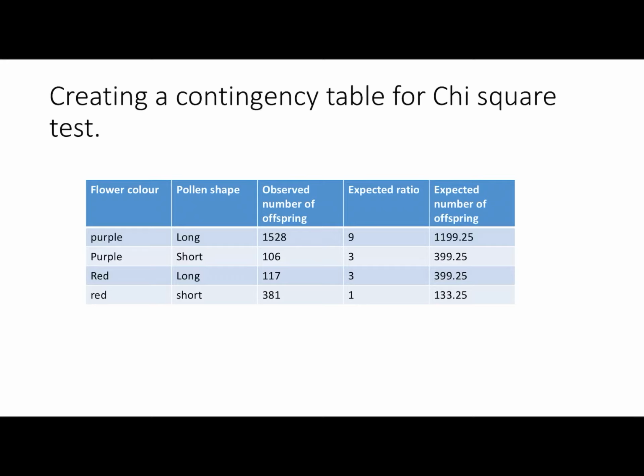In this presentation, we're going to be looking at using the chi-square test to see whether the outcomes of some breeding experiments follow Mendel's law of independent assortment. Now, the first thing you need to do when you're doing a chi-square test is to work out a contingency table. So we're going to look back at the example we saw in the first lesson on linked genes with the purple and red flowers and the long and short-shaped pollen.